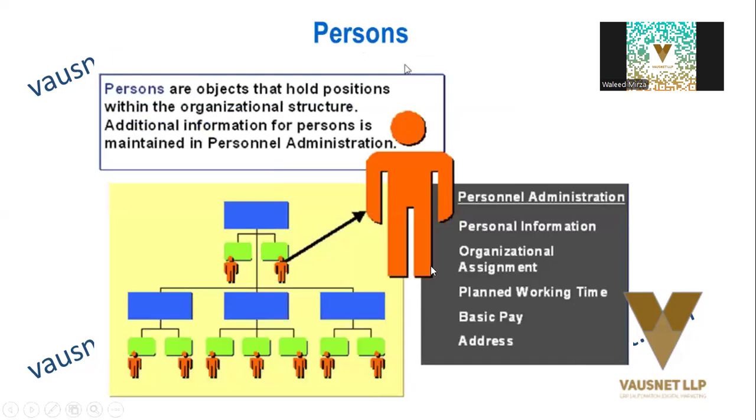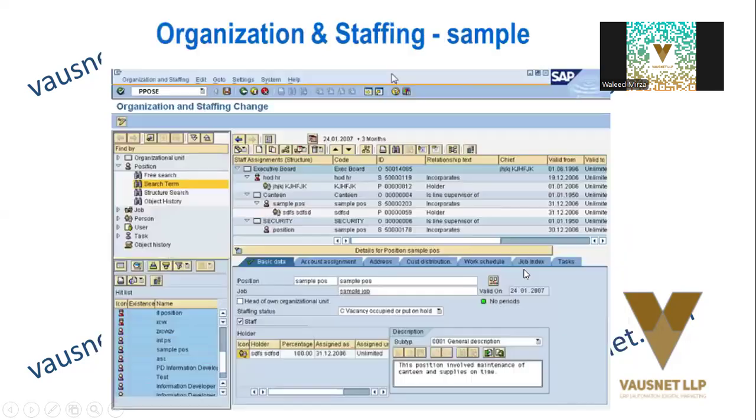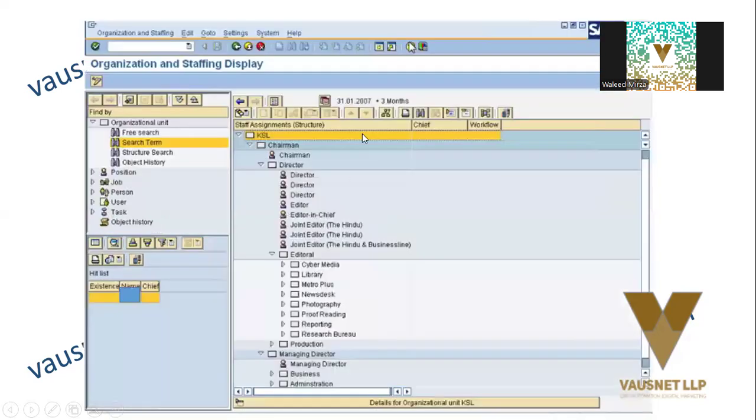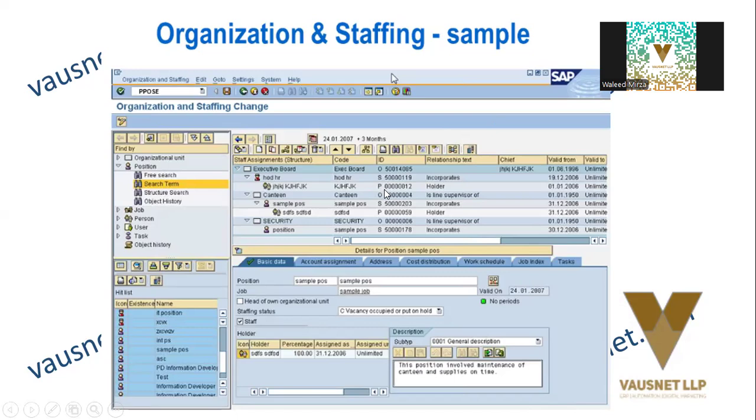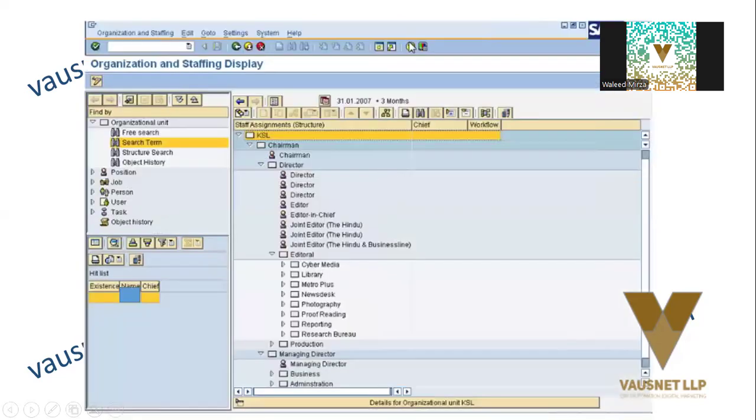People, persons, will have their own set of info types, which are features like personal information, organizational assignment like units, which department this person is working in, working times, basic pay, address. These are info types, and this will be maintained in the system. Like we see over here in the layout, the executive board is there, the HR HOD is there, and then there's this person who is occupying this position in this department, and we have object keys like position, person, organizational object, and so on. This is how a layout will be designed in SAP HCM.